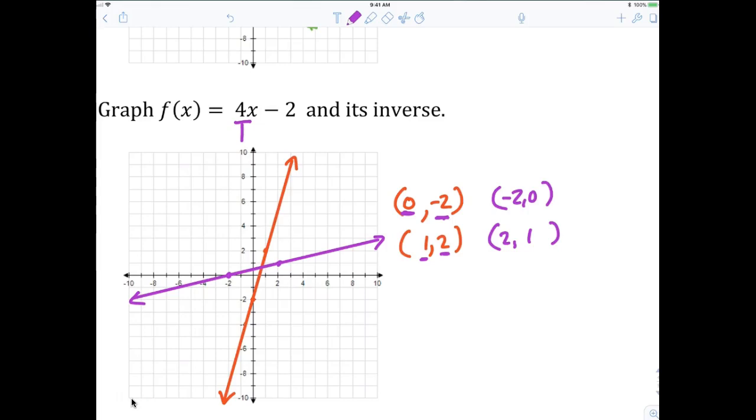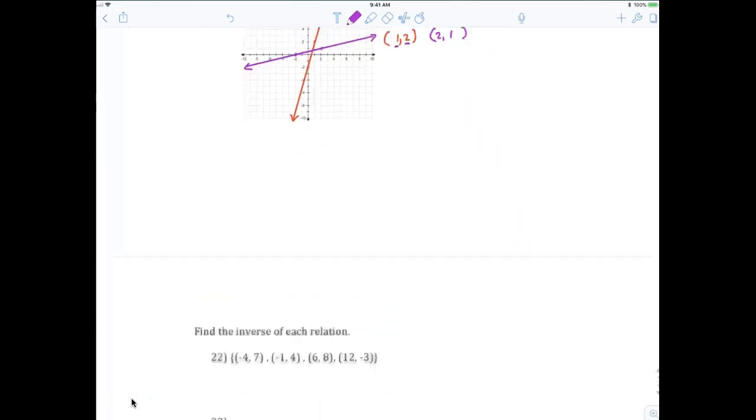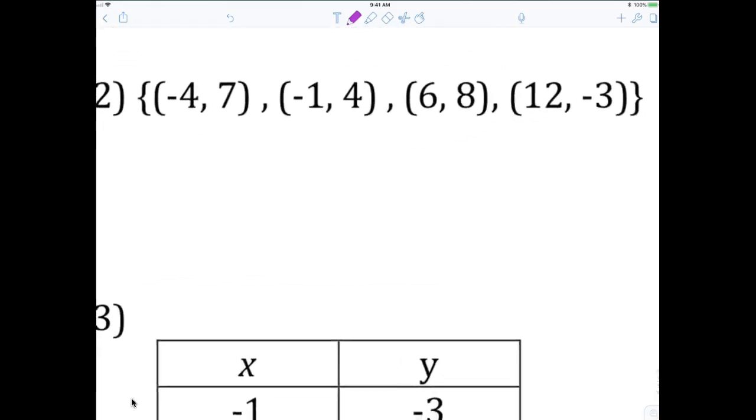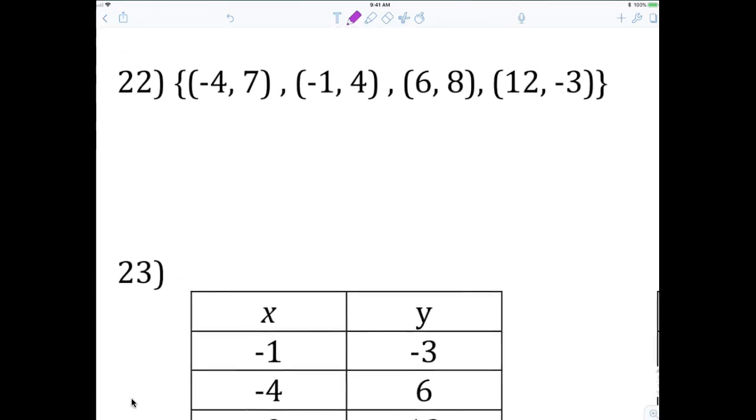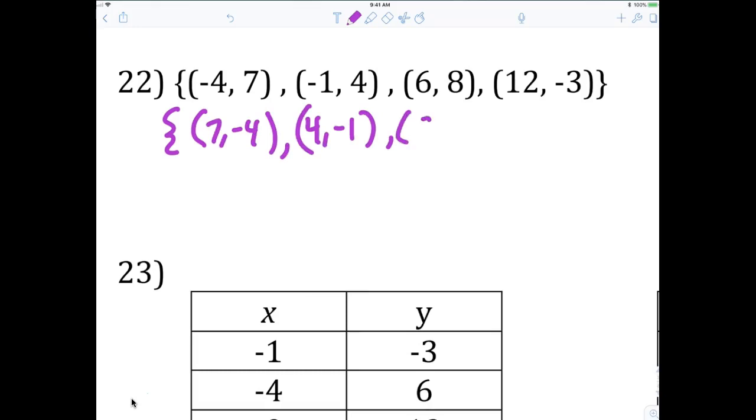All right? Okay, does anybody have any questions with graphing the line or its inverse? All right, here we go. Find the inverse of this relation. Who's going to do that for me real quick? Go ahead. 7, -4. Good. 4, -1, 8, 6. Perfect. That's it. Any questions with finding that inverse?